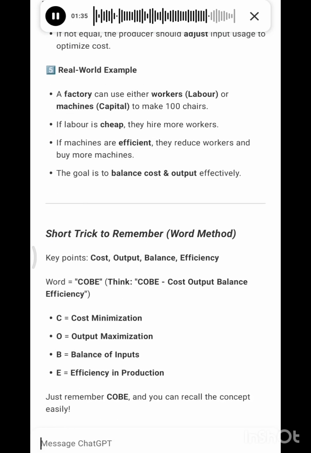Short trick to remember: word method. Key points: cost, output, balance, efficiency. The word is COBE. Think COBE: cost, output, balance, efficiency. C, cost minimization; O, output maximization; B, balance of inputs; E, efficiency in production. Just remember COBE, and you can recall the concept easily.